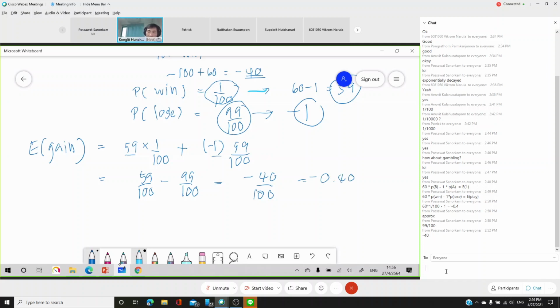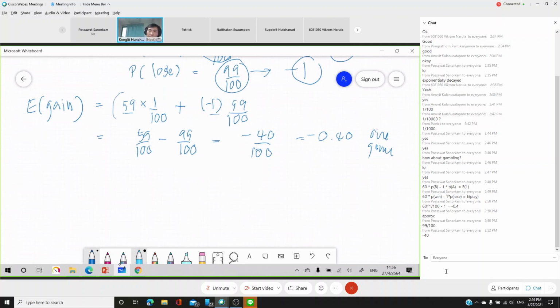If we play for 100 games, we multiply by 100. Okay. So we expect to lose 100 and gain 5,900. This is for one game. So if 100 games, you expect to lose 100 times that. Expect to lose 40 baht.